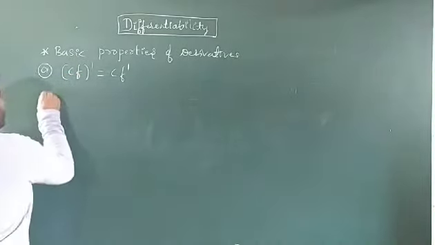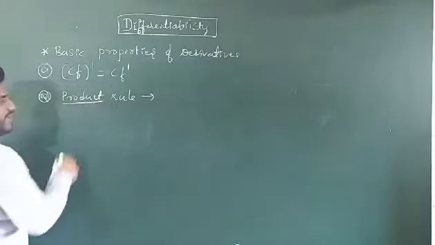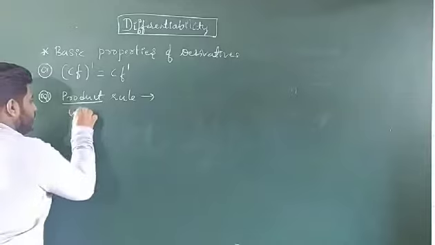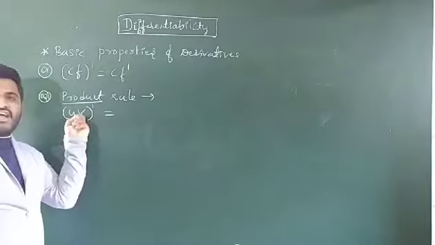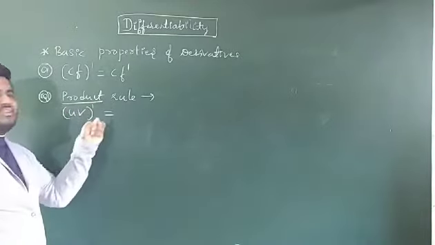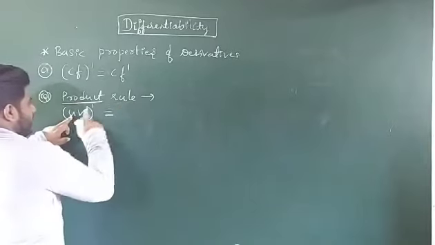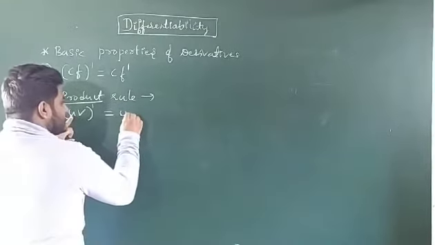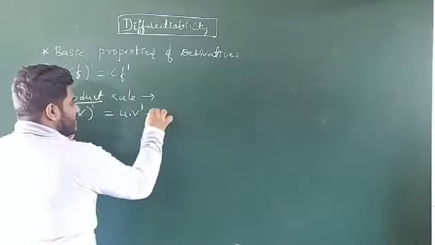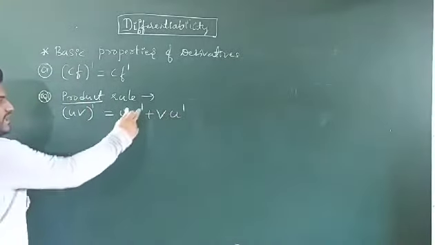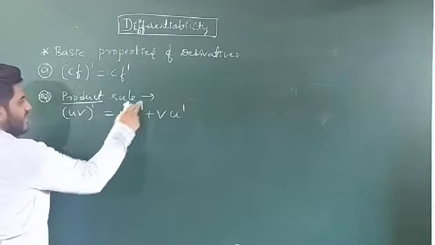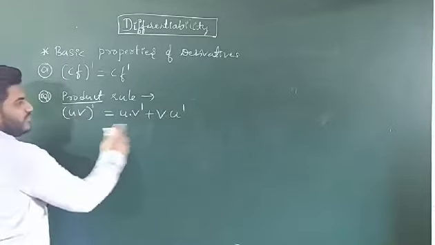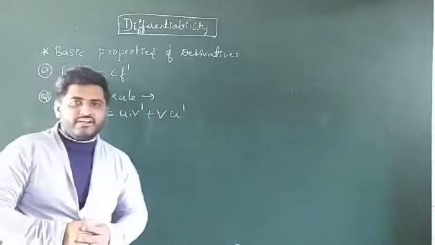is the product rule. Look at the name, guys. Name itself indicates product, nothing but UV. When you want to find the differentiation of two functions with a multiplication sign, and we want to find the differentiation of the whole thing, we have to apply this product rule. This product rule says first function as it is into differentiation of second plus second function as it is into differentiation of first. This dash indicates differentiation. U as it is into differentiation of V, that is V dash, plus V as it is into differentiation of U, that is U dash. I hope you are getting it.